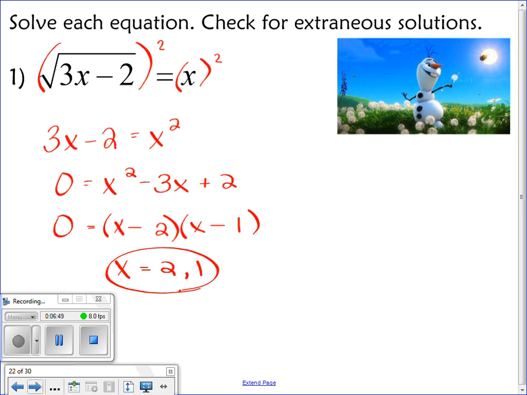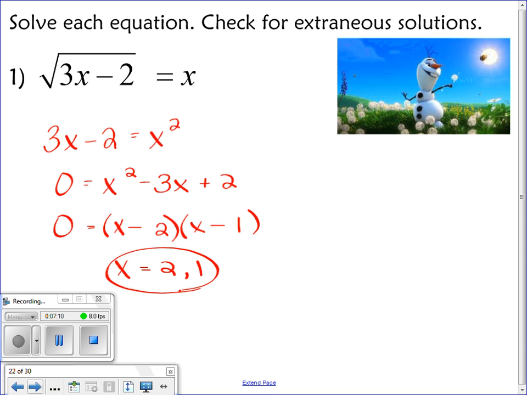Check the 1. How I'm checking, I'm just plugging into the original equation. Yeah, the original before I started writing on it. So I plug in a 1. What's 3 times 1? Minus 2. 1. What's the square root of 1? So if I plug it on this side, 1. So it works. Okay, so both of those are good answers.